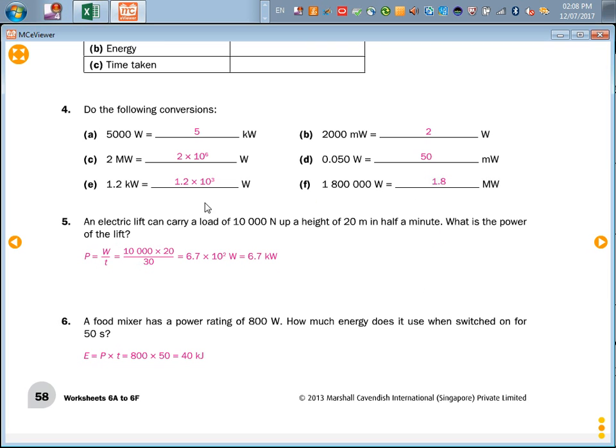Question 6. A food mixer. Power rating 800 watts. How much energy does it use when you switch it on for 50 seconds? So, power is equal to energy change over time. So, energy change will be power times time. You get 800 times 50, 40 kilojoules. You can go home and check out your appliances, your fridge, your aircon, and you go and calculate how much energy you're using just by keeping them on.